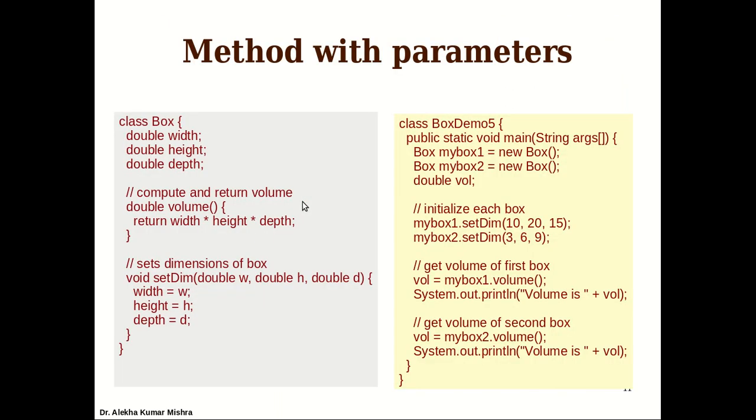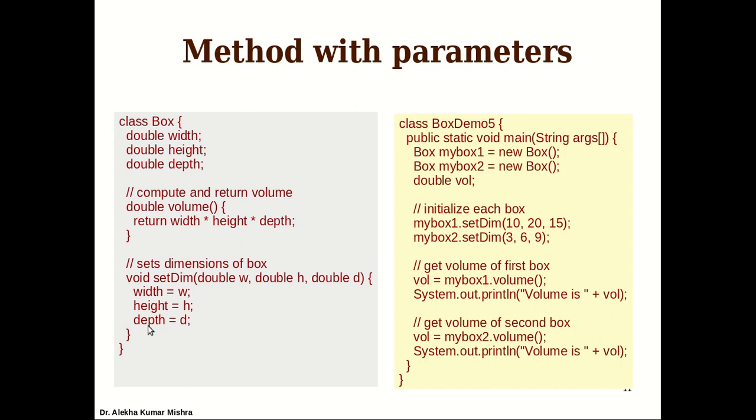Now we can also have methods with parameters. Here is a demonstration of defining a method for a class with parameters. The method I have added is set dimension. While creating an object, before computing volume, instead of accessing the fields directly outside, it is better not to allow access from outside. So I've gone for a temporary plan: let us define a method to set the values instead of directly accessing the fields.